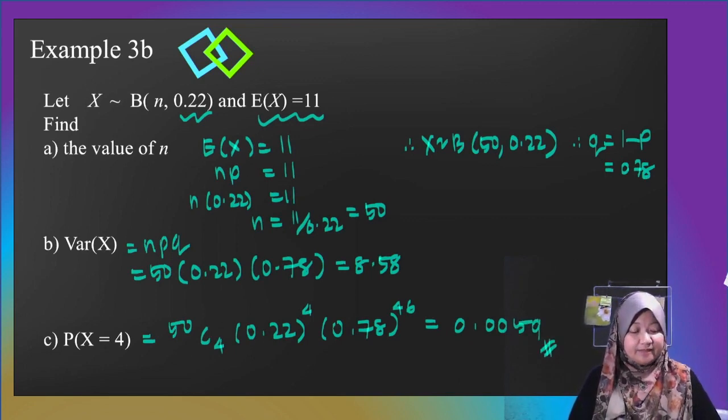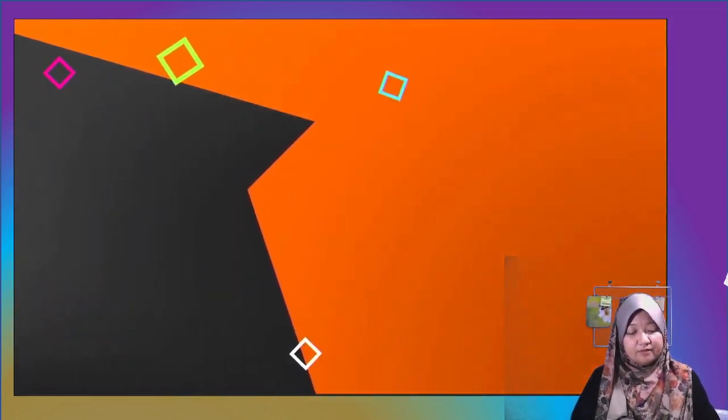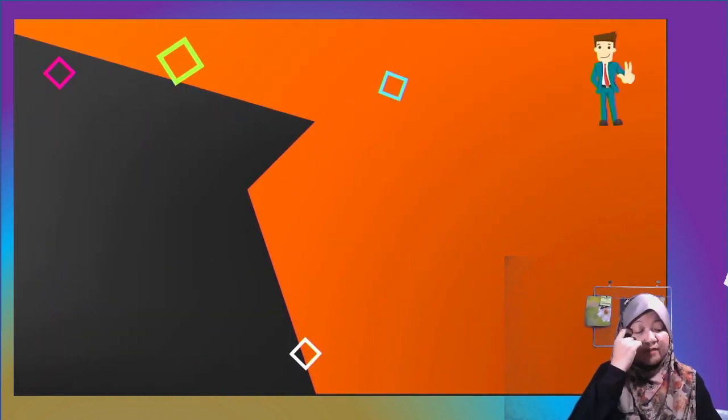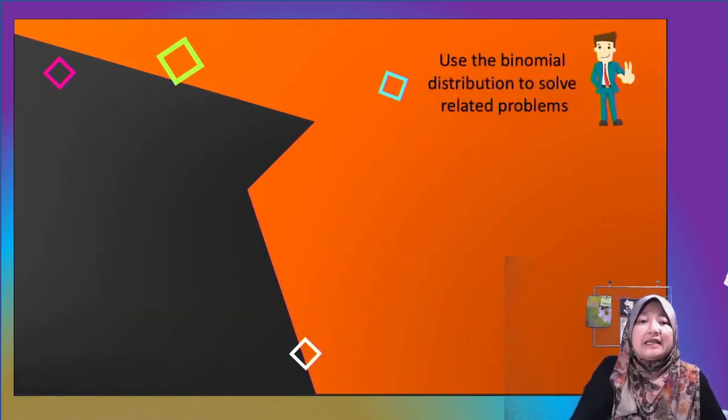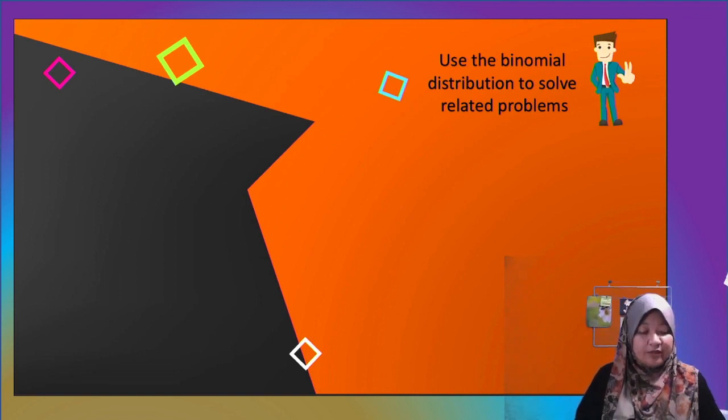Okay. Next example. Okay, this one for third objective. Okay, third objective, use the binomial distribution to solve related problems. Kita tengok contoh yang pertama, example 4 for this subtopic.